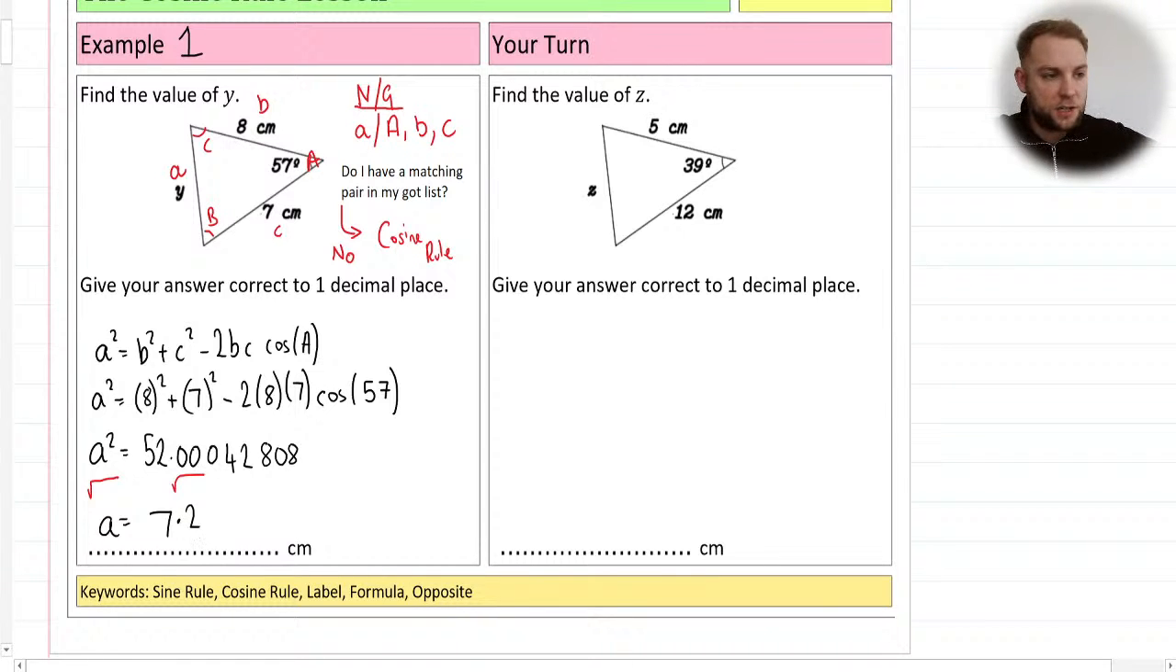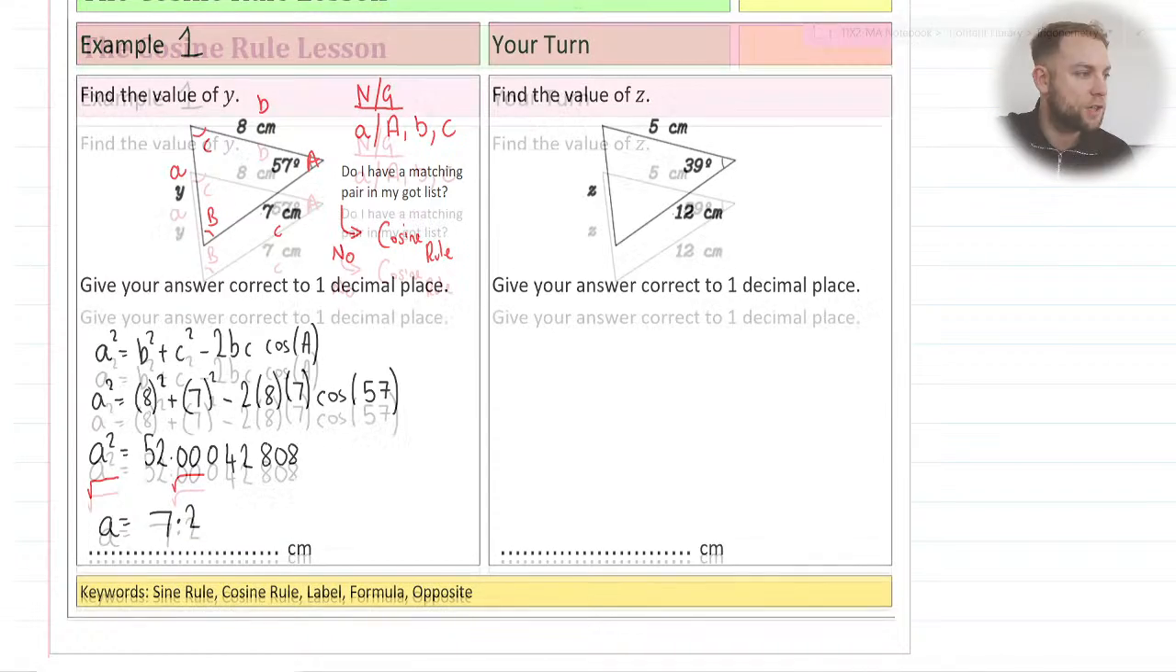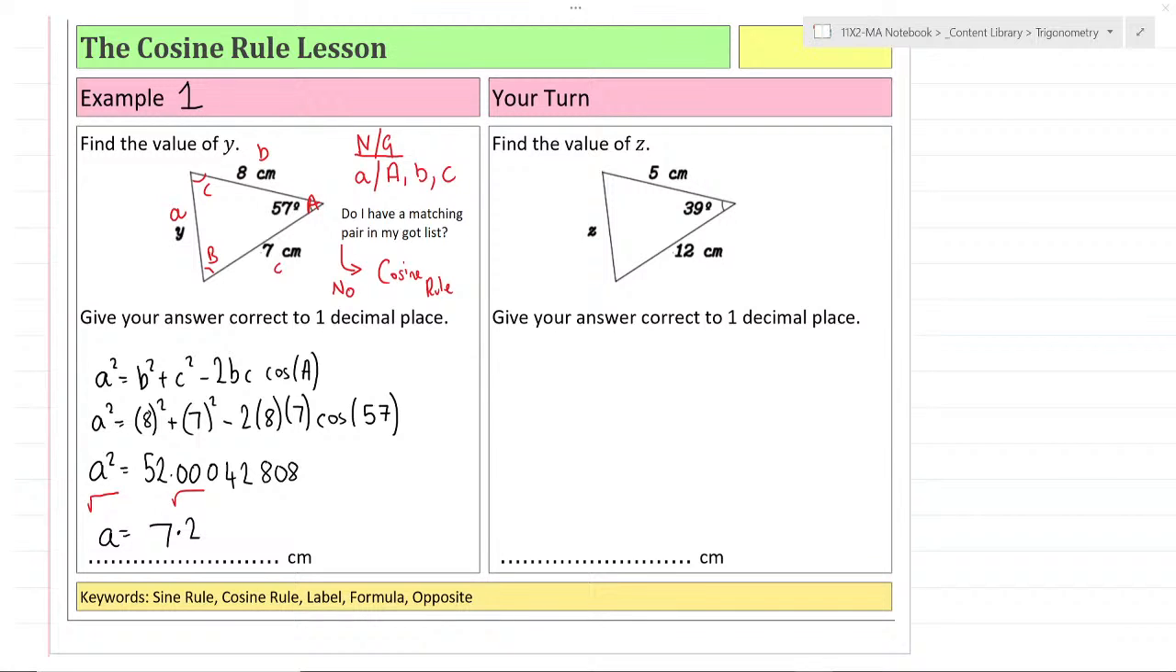So there's your first question. Alright, have a little go at that question on the right hand side yourself.